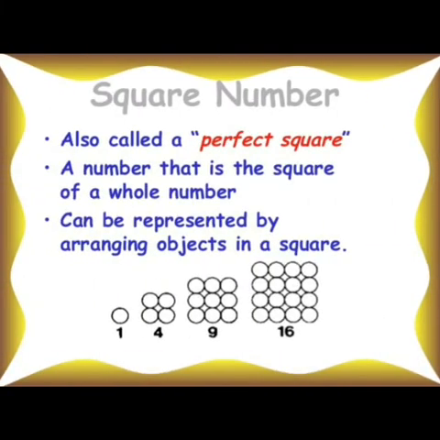So what is a square number? It is also called a perfect square. A number that is the square of a whole number can be represented by arranging objects in a square. Here is 1, here is 4, here is 9 and here is 16. See, in all the sides there are 4 objects. Here 4, everything is 4. And the same thing here, 3, 3, 3. Here 2, 2, 2. All the sides are equal, so it is a perfect square.